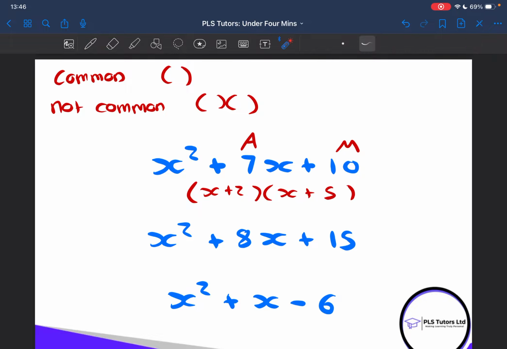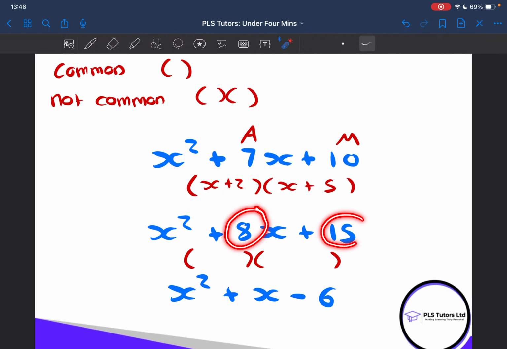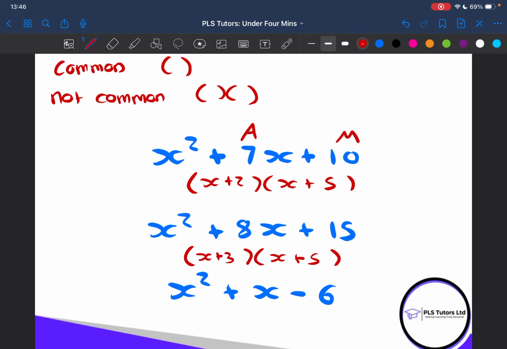For the next one, they once again have nothing in common. So we know it's going to be two brackets straight away. Two numbers that add to 8 and multiply to 15 would be 3 and 5. So you get x plus 3 and x plus 5.